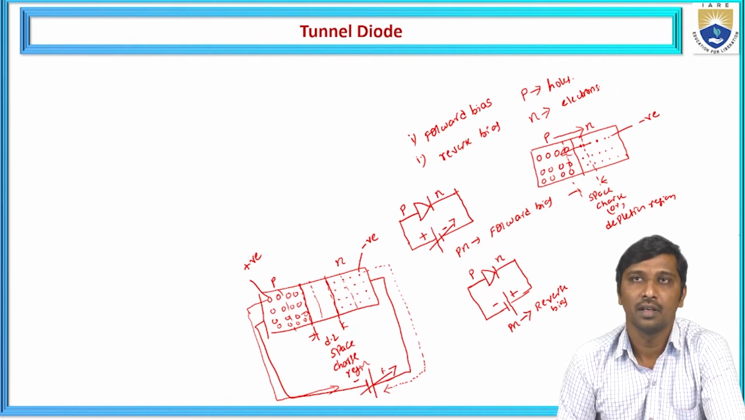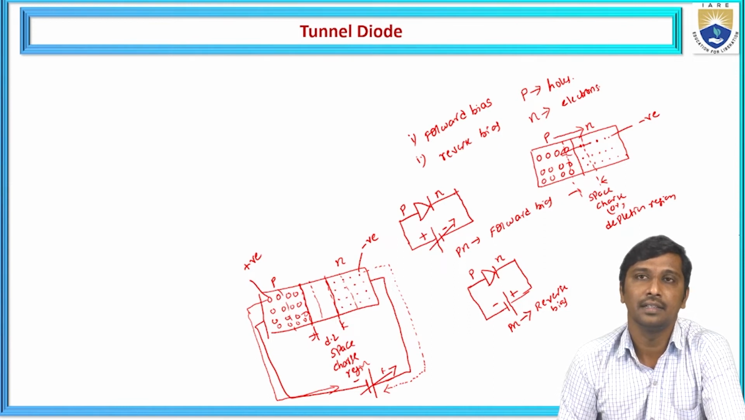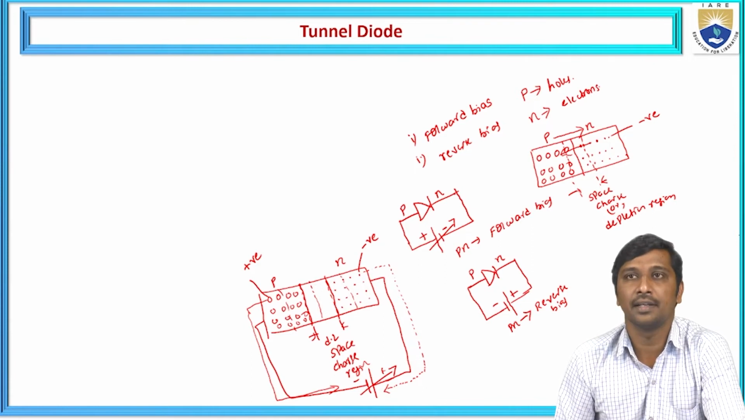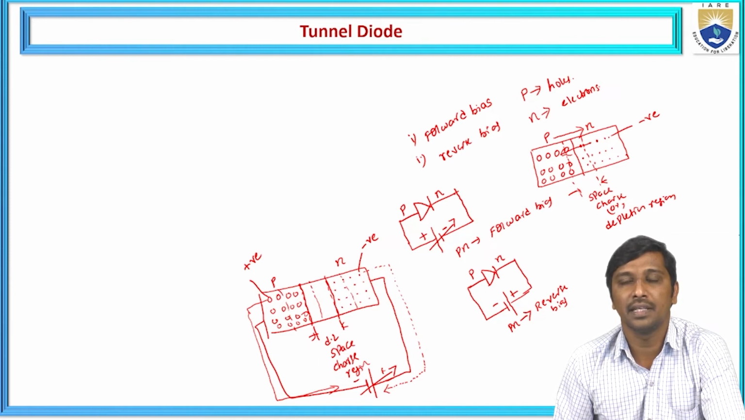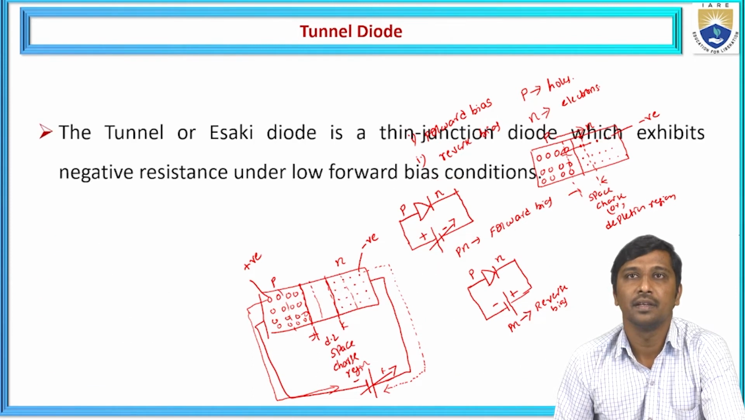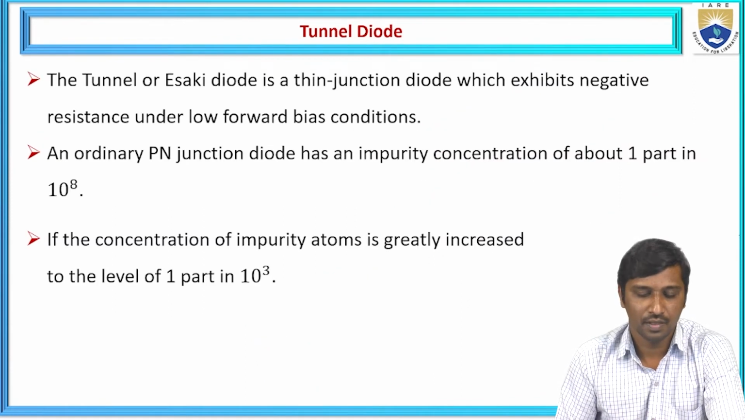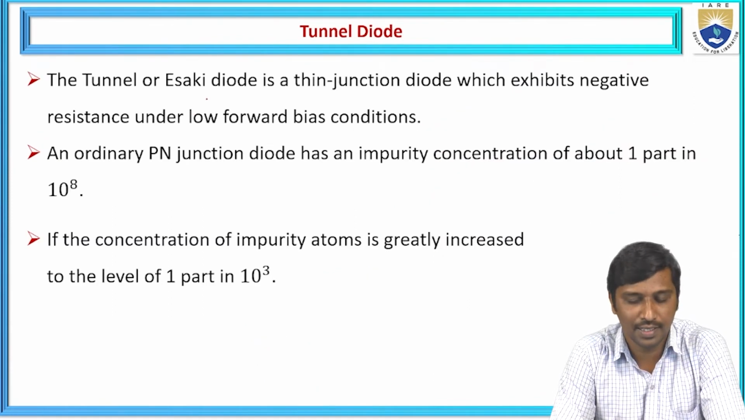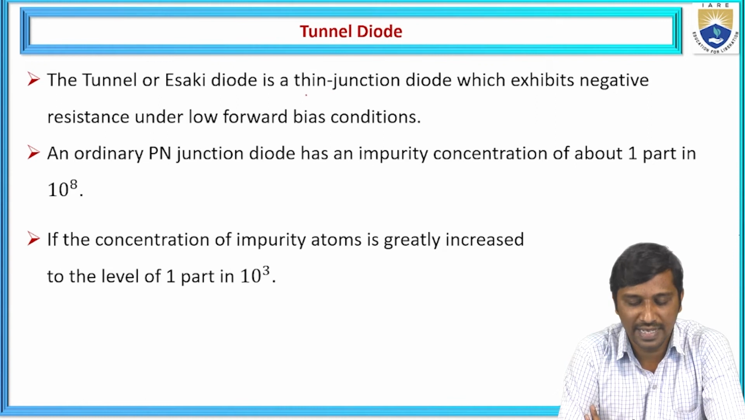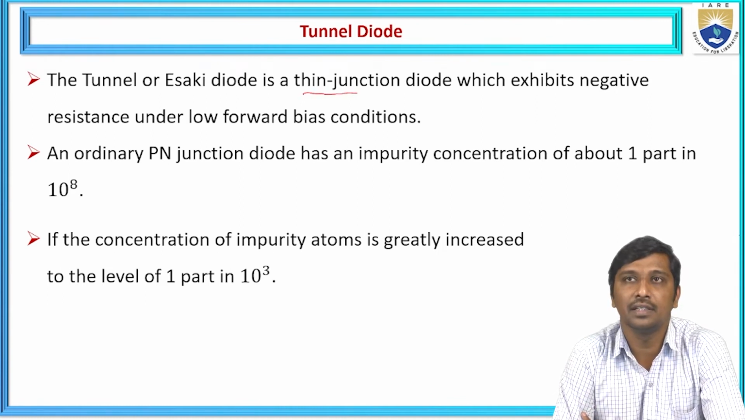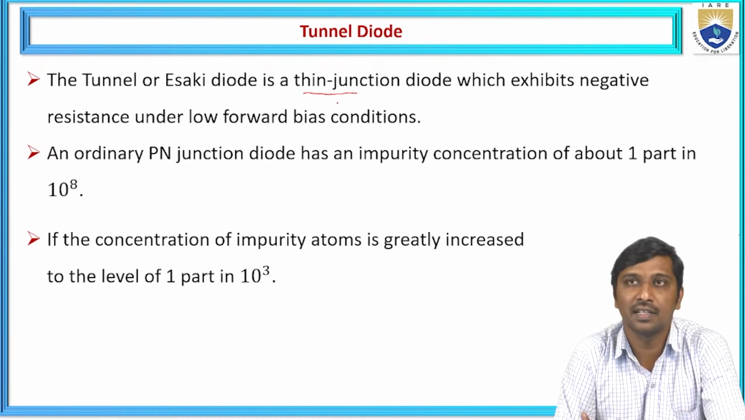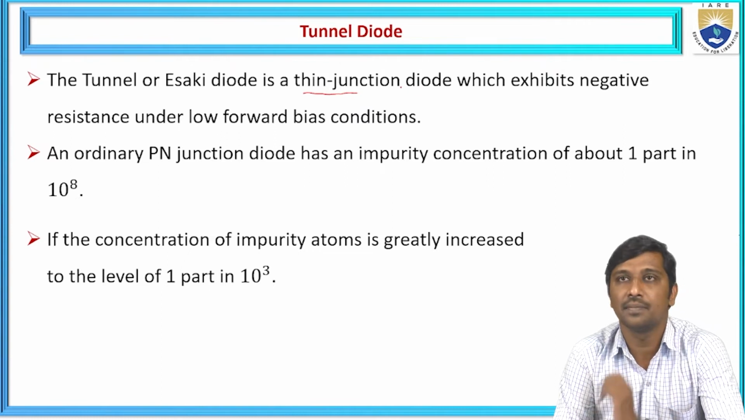So this is the normal PN junction diode principle. Now we are going to utilize this principle to understand the tunnel diode principle. But actually, what is the tunnel diode? In this tunnel diode also, we utilize materials like P-type material and N-type material. This tunnel diode, also called an Esaki diode, is a thin junction diode, meaning the depletion width, or space charge region width, is very narrow.